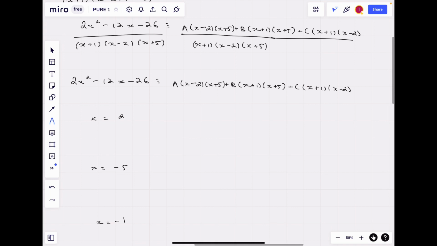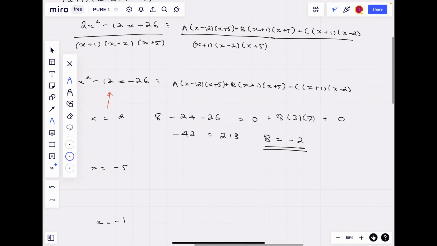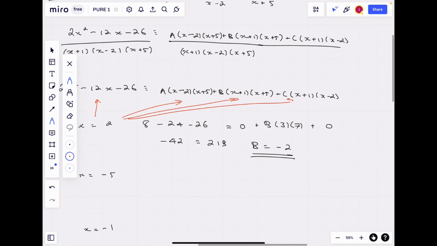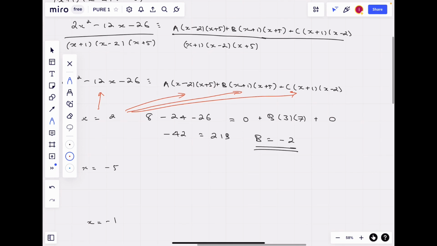When we sub in x equals 2, we get 8 minus 24 minus 26 equals 0 plus b times 3 times 7 plus 0. So we get minus 42 equals 21b, so b equals minus 2. Okay, so you sub in x equals 2 on this side and each term on the right hand side, and you're just going to make them equal.